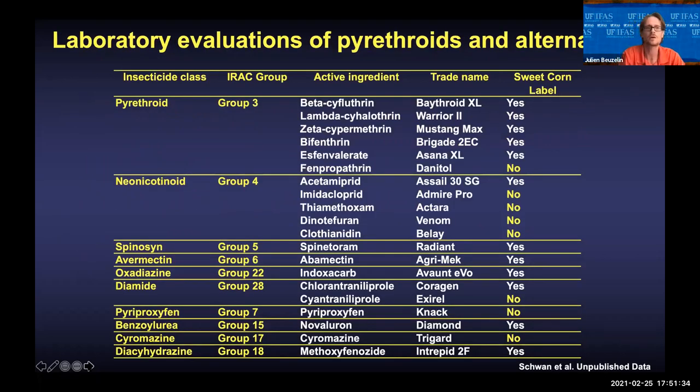Okay, that'll work. So a second part of Eric's project, this is where it gets really fun. We evaluated several pyrethroids, but also potential alternatives. It's only in the lab, but you see we had all those insecticides, six pyrethroids and all these others here, including some that were not labeled, but we had also neonicotinoids, the two diamides and some insect growth regulators that you see here.